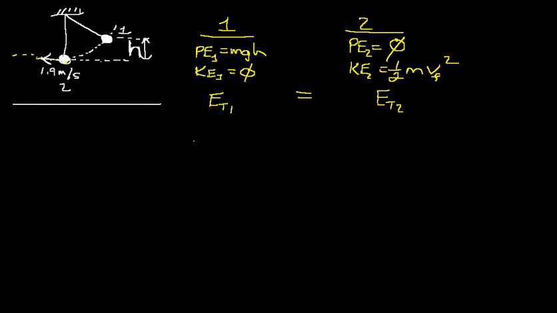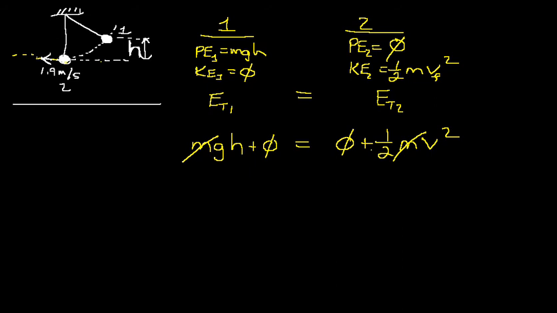So what's the total energy here? Well, it's the mass, g, times the height, plus 0, because there's no kinetic energy, because the velocity is 0 when you're holding it still. That has to be equal to the total energy at the bottom at position 2, which is going to be 0 for potential energy, but everything now is kinetic energy, 1/2 m v squared. Now something interesting happens. You don't need to know the mass, because it cancels out of this equation.